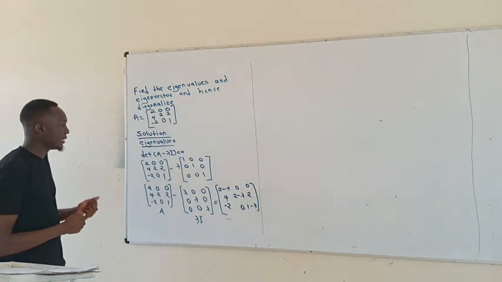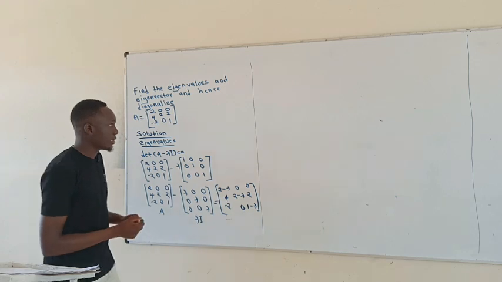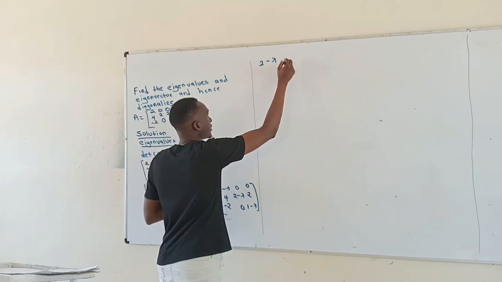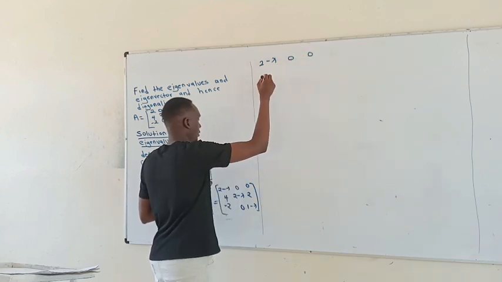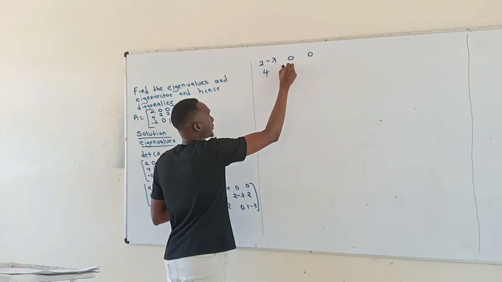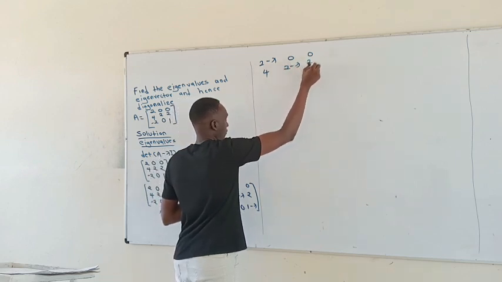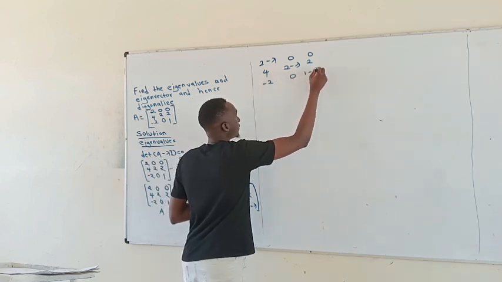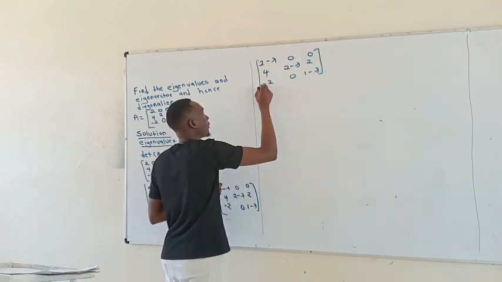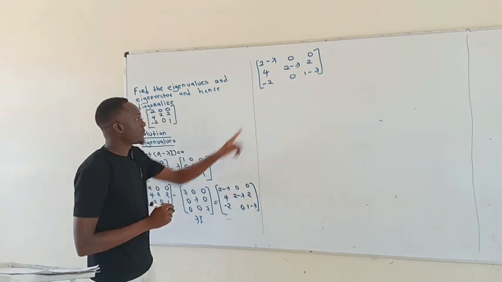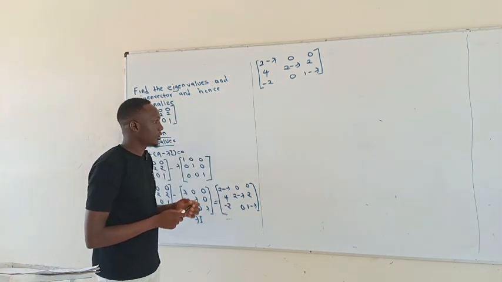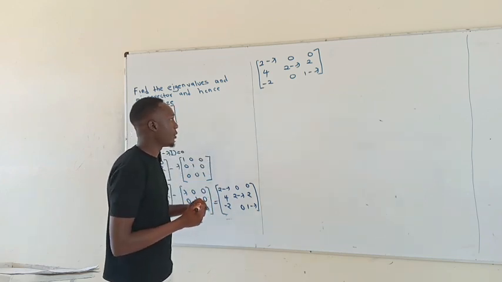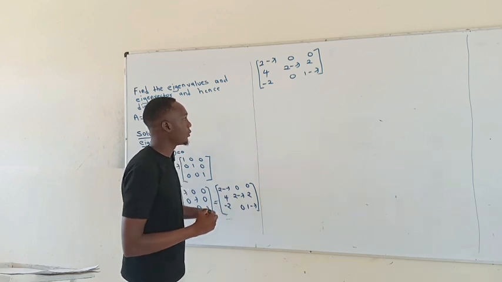Then we find the determinant and equate it to 0. Now we want to find the determinant of 2 minus lambda, 0, 0, 4, 2 minus lambda, 2, negative 2, 0, 1 minus lambda. Now we find the determinant of this matrix, then we equate it to 0. We equate it to 0 since it is not invertible. Now the determinant is always equal to 0.